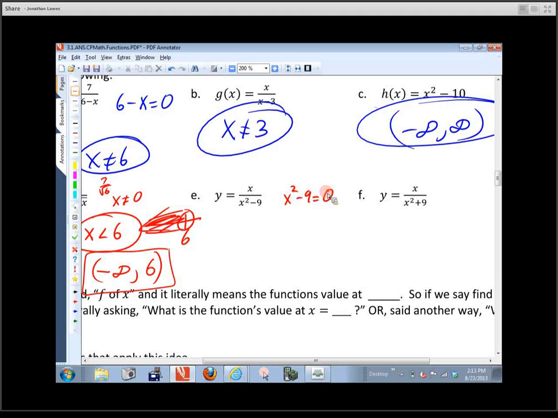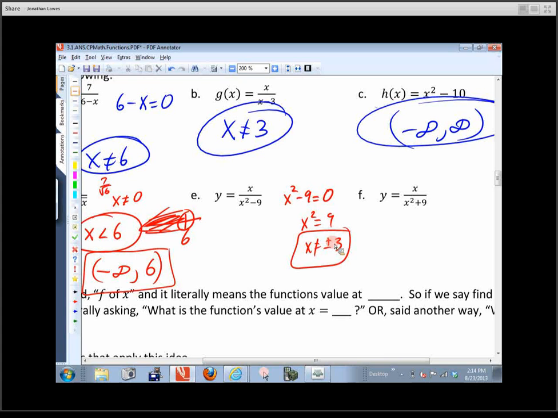3 or negative 3. There are two ways to do this. One way to do it is to move this to the other side, take the square root, and you get x equals plus or minus 3. So those are the numbers that we'd have to throw out. Does that make sense? You doing okay back there, Jeff?